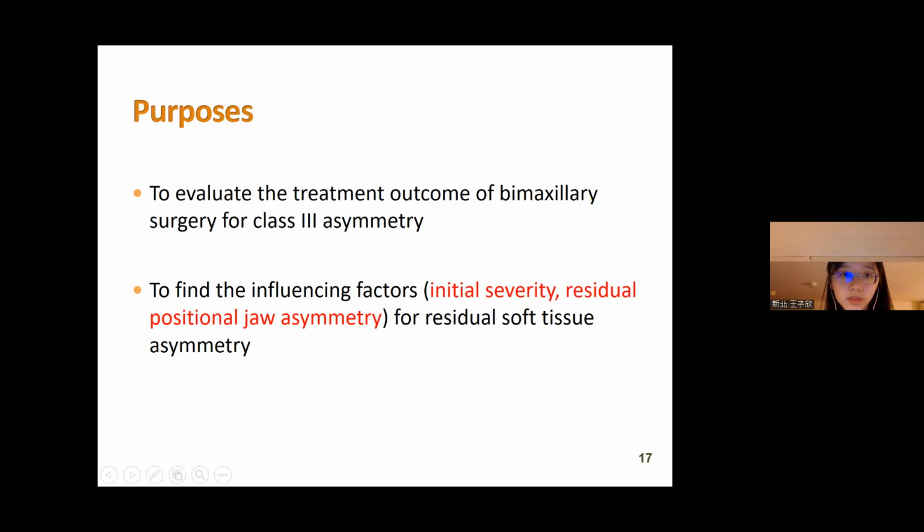So the purposes of the study are to evaluate the treatment outcome of bimaxillary surgery for class 3 asymmetry, and also to find the influencing factors, including initial severity and residual positional jaw asymmetry, for residual soft tissue asymmetry.